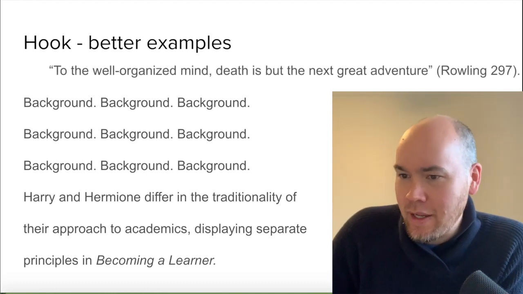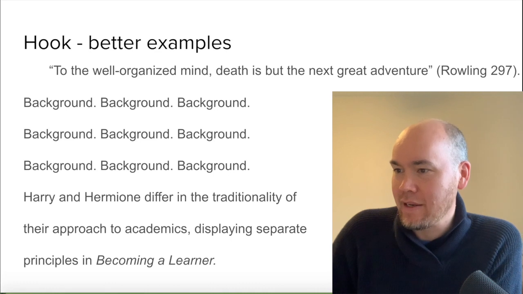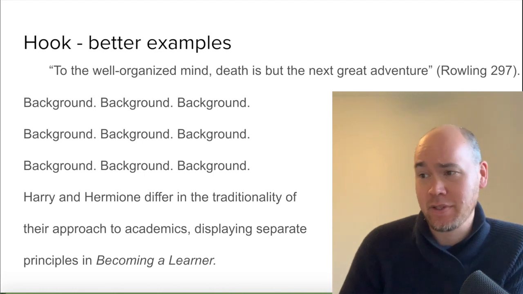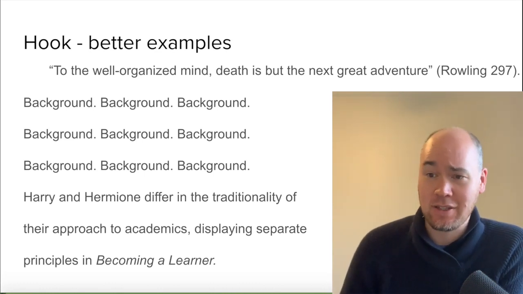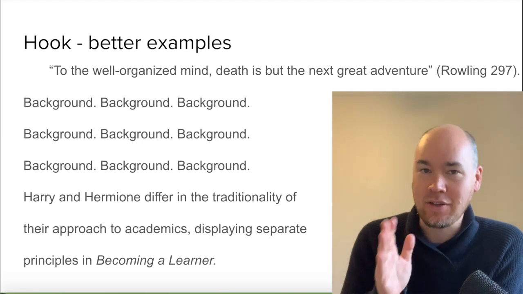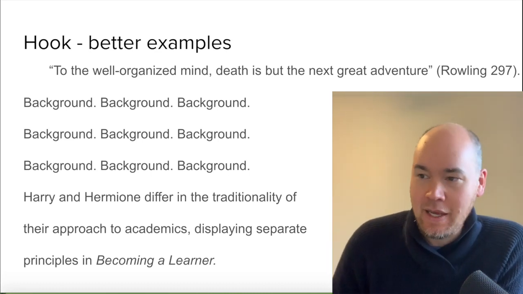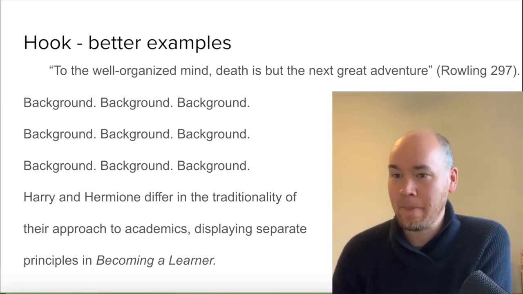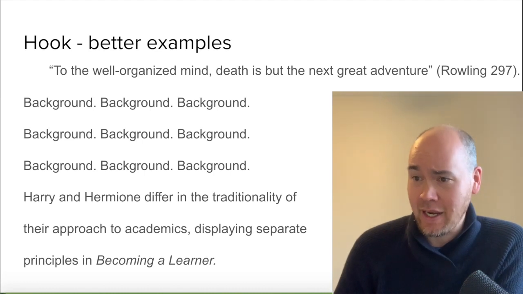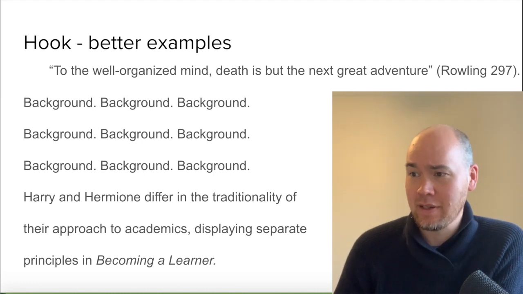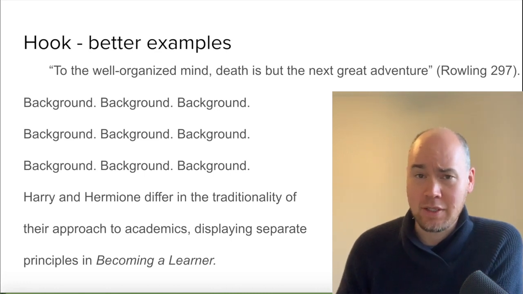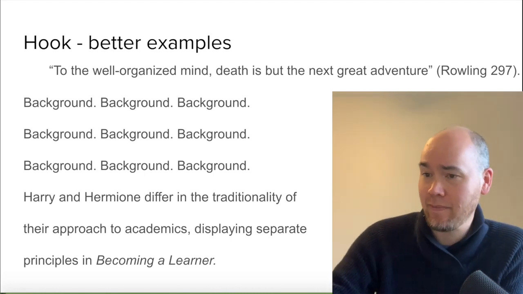Here's another one. "To the well-organized mind, death is but the next great adventure." It's an interesting quote, and that's from, I think, the first Harry Potter book. And that sort of leaves me a way to get back onto my topic from the hook, which is important. This is not exactly on topic, but that's okay. It just has to be interesting. And this is interesting. I want to know what this person is talking about. Who said this in the book? And why were they so positive about death? Right? So again, quotes are okay. I still have to cite it, right?